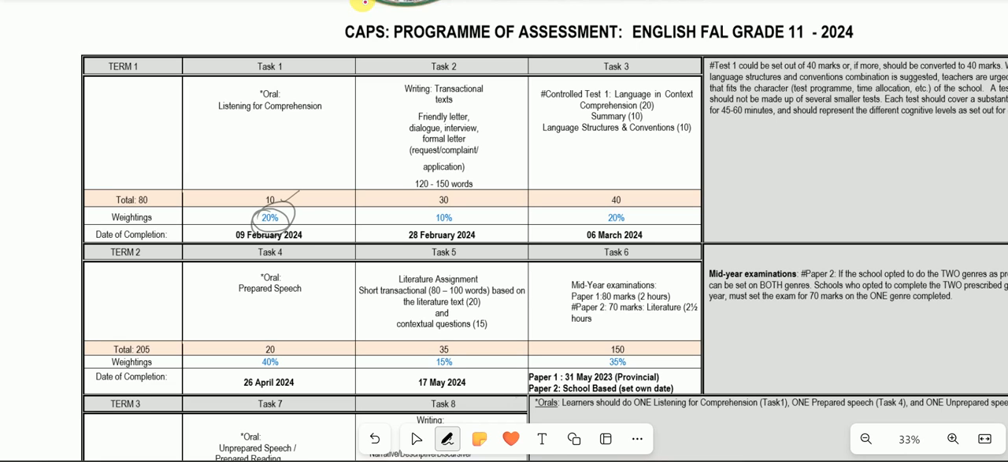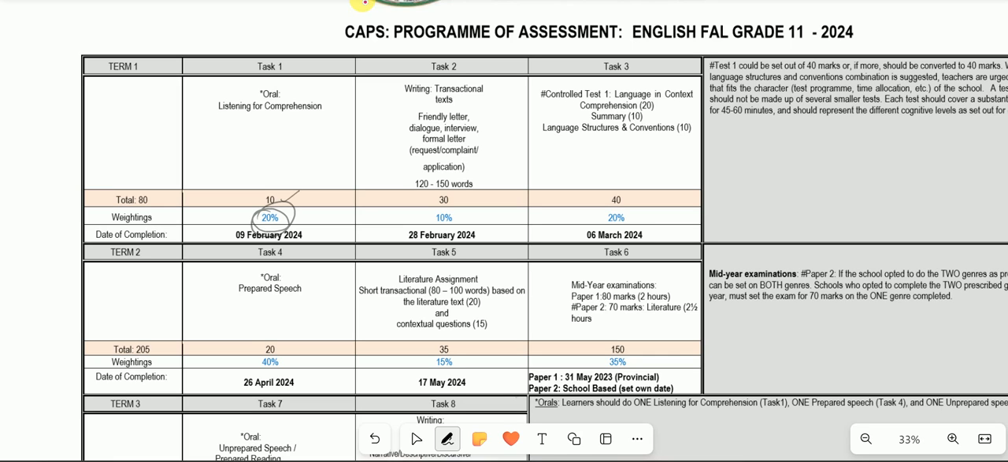Your teacher will read a text, and then from there you'll just be listening attentively, and you should be afforded an opportunity to jot down information that you're going to need to respond to questions based on the information that you have just listened to. So it's 10 marks. Make sure that you do well in this one.